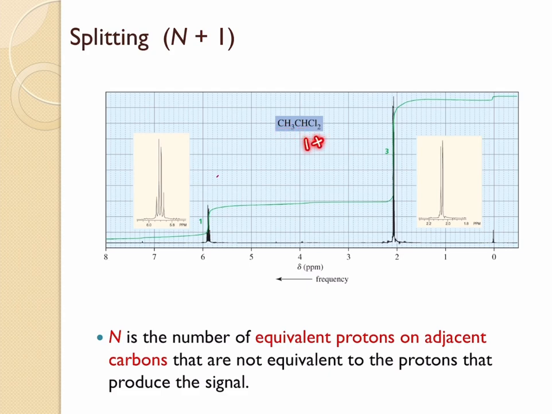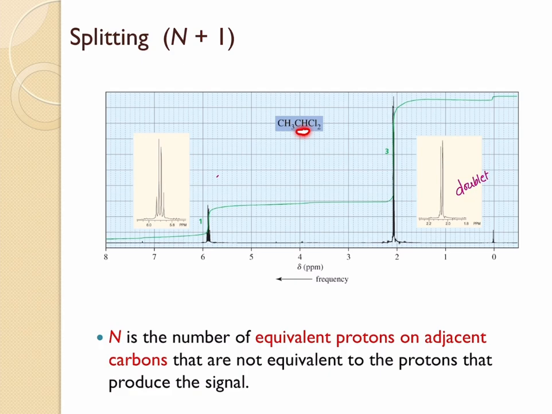So 1 plus 1. Therefore, it will be split as a doublet. That's going to be equivalent to 2. So therefore, this is going to be split as a doublet. So the methyl protons are split by the methyl protons as a doublet. That is the meaning of this. So this is split as a doublet. Now let's take a look at the methyl protons. What should be the splitting pattern for the methyl protons?